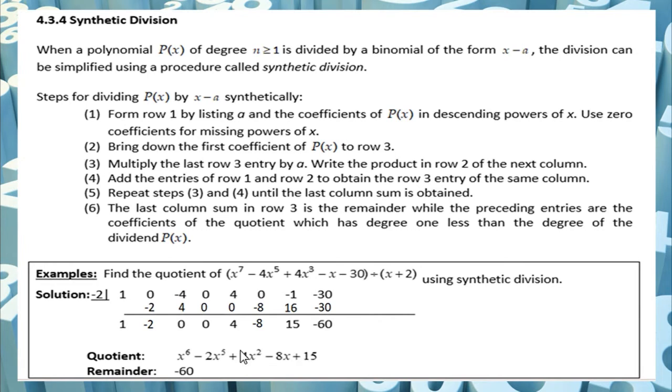So, for the quotient, we reduce the exponent of the dividend by one. So, we start with x to the power of 6, which has a numerical coefficient of 1. Then, next, minus 2 for x to the power of 5. We don't have x to the power of 4, we don't have x to the power of 3, but we have x to the power of 2, so 4 plus 4x squared. Then we have minus 8x plus 15. And we have a remainder of negative 60. So this is how we solve using synthetic division.